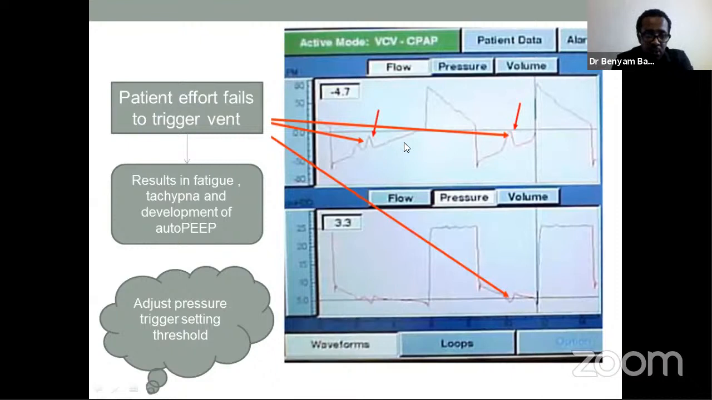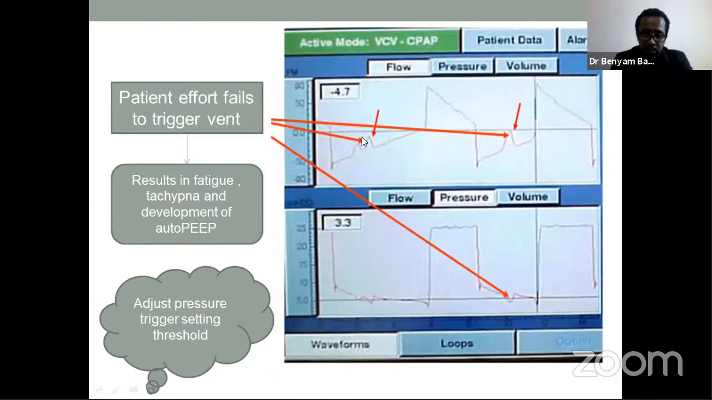So it will continue. And again, this will happen again. So it's not picked up and it's not missed. This causes fatigue and desynchrony, and it will cause development of auto-PEEP, because the expiratory phase was interrupted by the patient effort, and it will cause building up or trapping of air. If there are wave changes in the flow during the expiratory phase, this should imply there is patient effort.